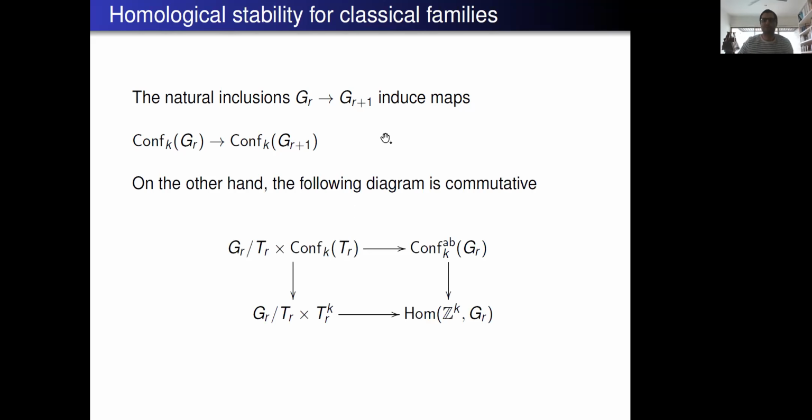And when you look at the action map, since you can also think of these configurations as commuting tuples, you have two actions. You have the conjugation action of G_r over the configurations of the torus, or the conjugation action of G_r over k copies of the torus. This action factors through the quotient by the torus because the torus is abelian. And because the action is just conjugation, this diagram commutes.